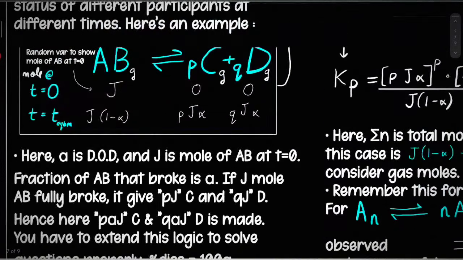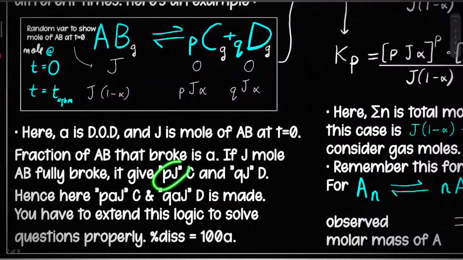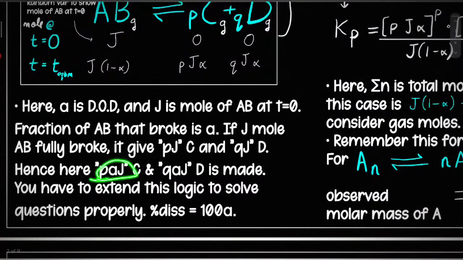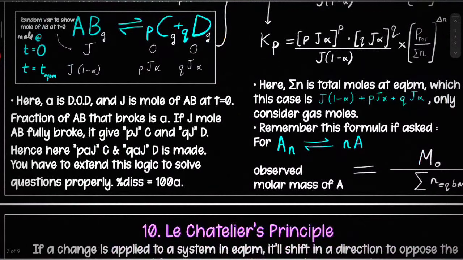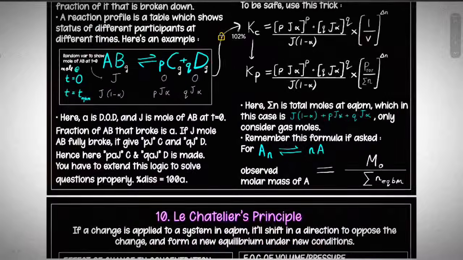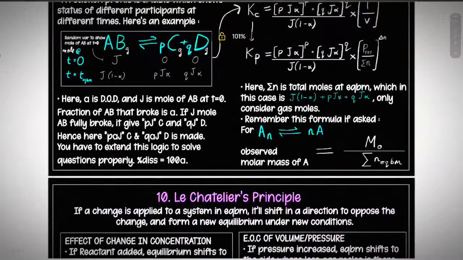According to the reaction, if J moles of AB had fully broken, it would give PJ moles of C and QJ moles of D. Since J alpha moles broke, P alpha J moles of C are made and Q alpha J moles of D are made. This logic is what you have to extend to solve questions properly. Practice more and more and you will get muscle memory of doing reaction profiling. And keep in mind that percentage dissociation is 100 times the degree of dissociation.